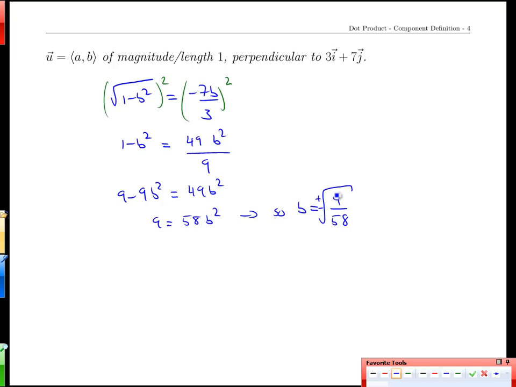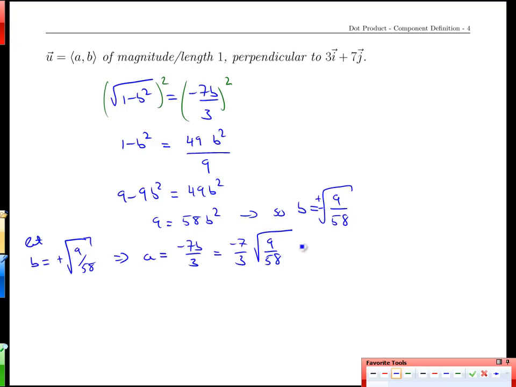And so we can also take a plus or minus there. Let's just see what happens when we get b being the positive root. So b is 9 over 58 square rooted, and our a, which goes with that, was minus 7b over 3, and so that would be minus 7 over 3 square root of 9 over 58. We can really simplify this. This 3 and this 9 are going to be able to cancel out in a second.